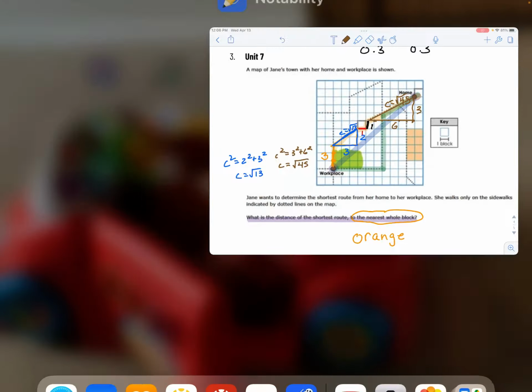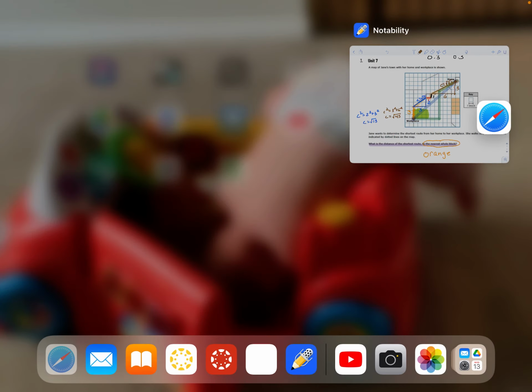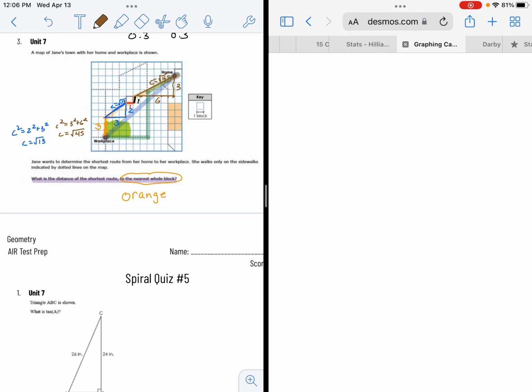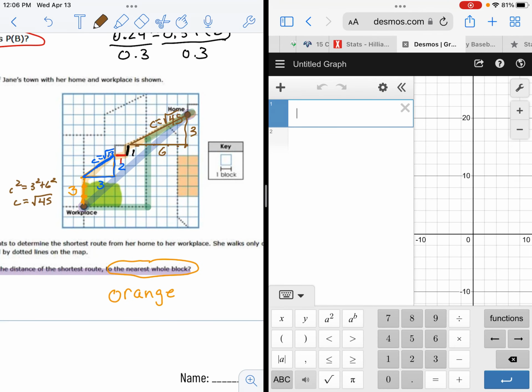And again, we're just going to plug this into Desmos. We have 3 plus the square root of 13 plus 1 plus 1 plus the square root of 45. Oops, it's supposed to say plus. So about 15.3, or 15 to the nearest block. So the answer is 15.